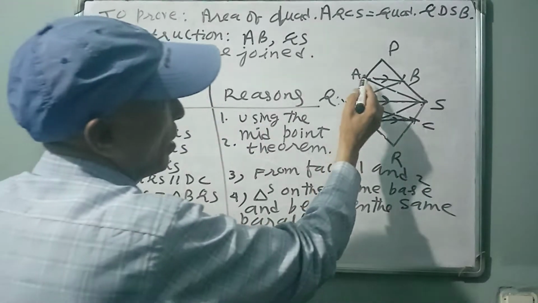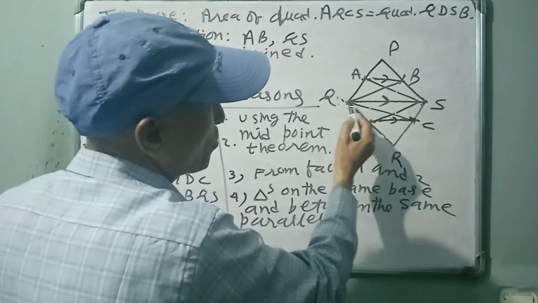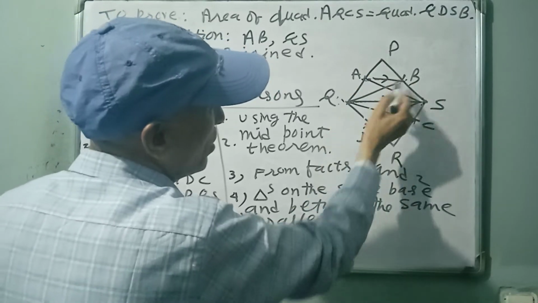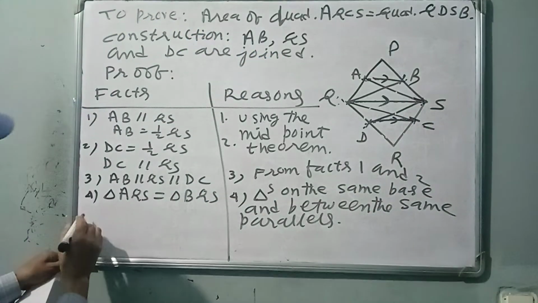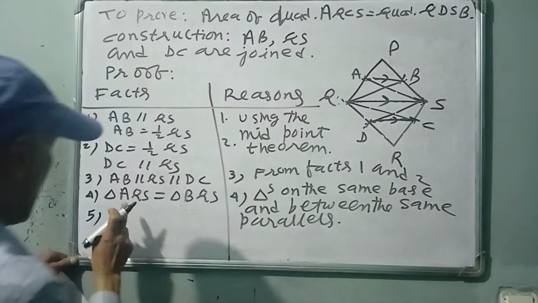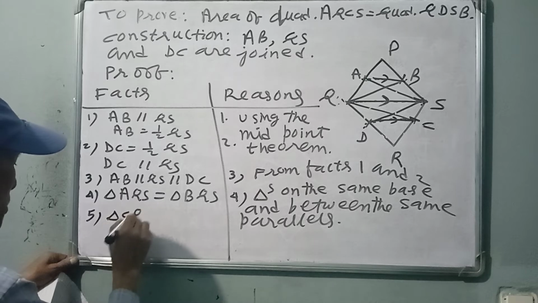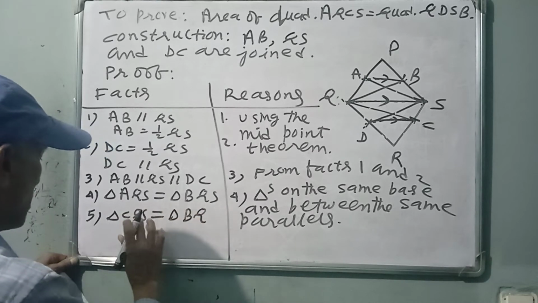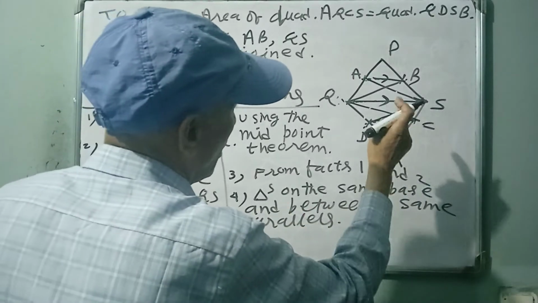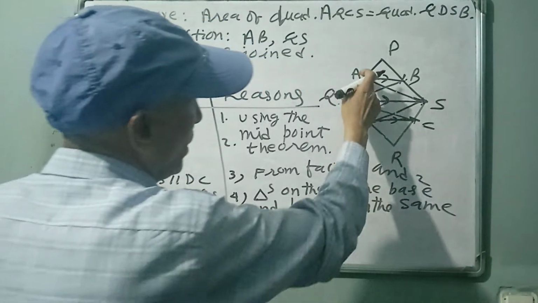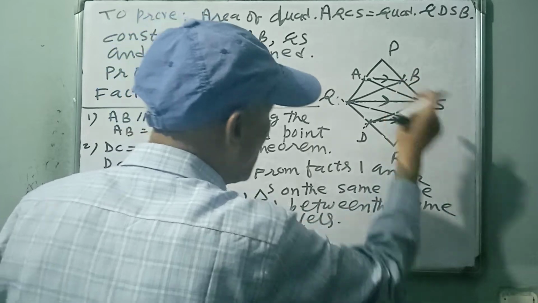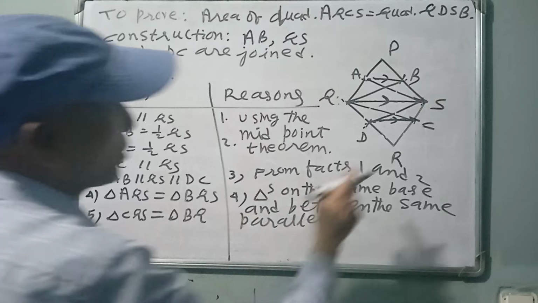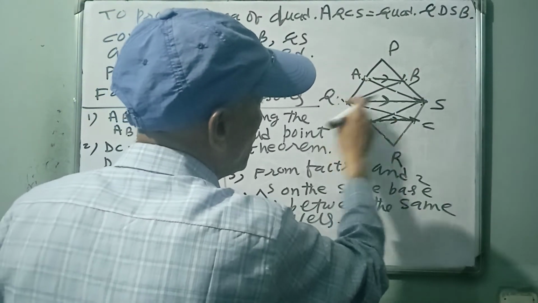Look, AB and QS are parallel. AB is parallel to QS, so triangle AQS equals triangle BQS. In the same way, triangle CQS equals triangle DQS. Now what do we have to show? AQS and BQS, from AQS equal to BQS.